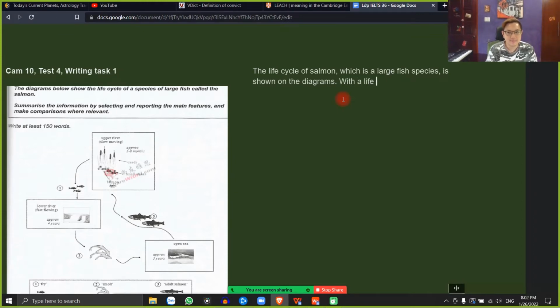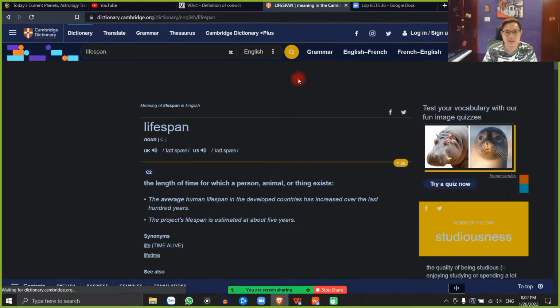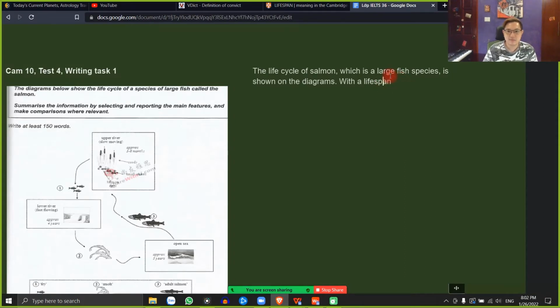With a lifespan, với một cái lifespan. Wait, is lifespan one word? Let's check. Oh, it's one word, nó một từ luôn á. Lifespan, cái vòng đời. With a lifespan of approximately 10 years. Với một cái vòng đời xấp xỉ 10 năm. Cái con này nó sẽ dành thời gian sống của nó ở một số cái địa điểm. You can say that with a lifespan of approximately 10 years, this fish can spend its life in various places.